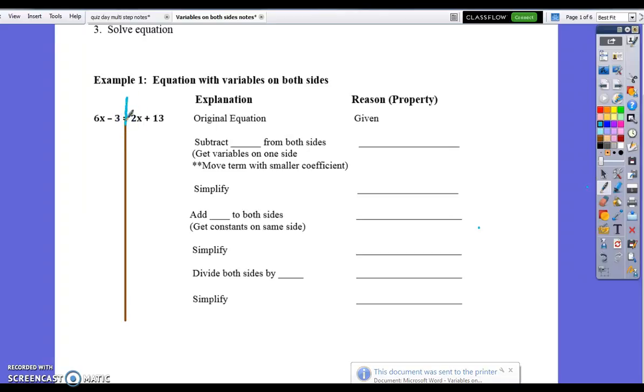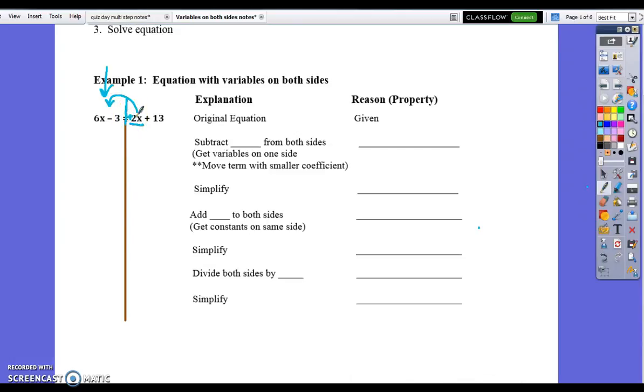What did we have to do if we want to get something to the other side of the wall? We have to do the opposite of whatever's happening. So, a lot of you really like to have your variable on the left side of the wall. So I'm going to move my term over to the left. So I need to get rid of 2x. I don't want to circle that, sorry. I want to get rid of 2x because I need 2x to go over here to this side so that I can combine it with 6x. So 2x is actually positive.